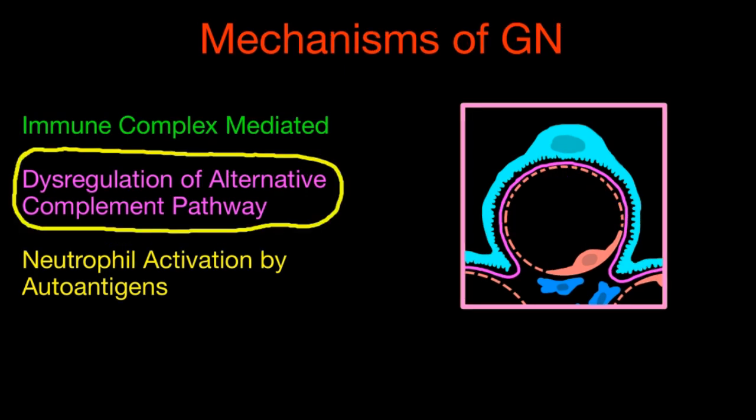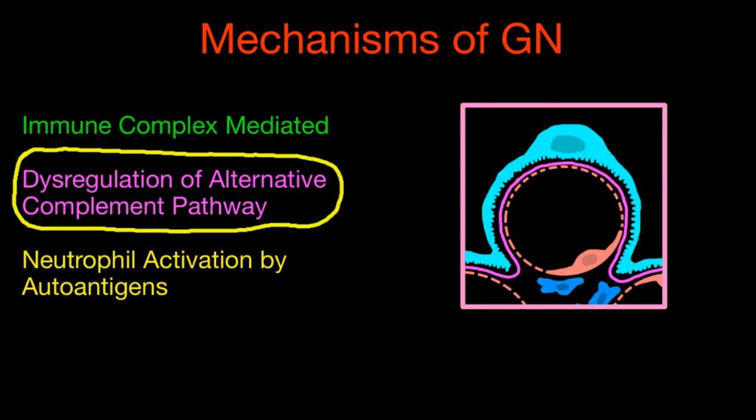So the next mechanism for GN is due to dysregulation of the alternative complement pathway. Because the alternative complement pathway is this innate system that's sort of always smoldering, just waiting for a chance to activate and start attacking something, it has to have a lot of checks and balances.